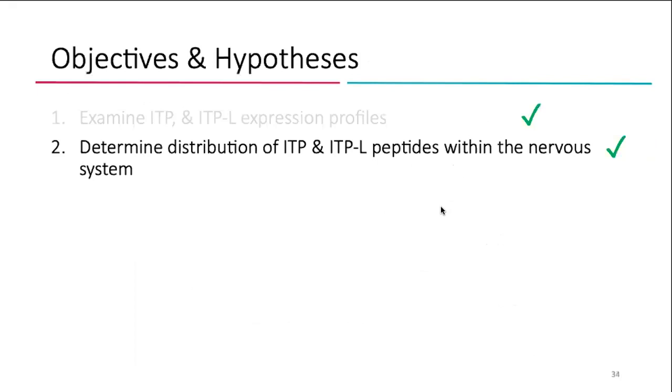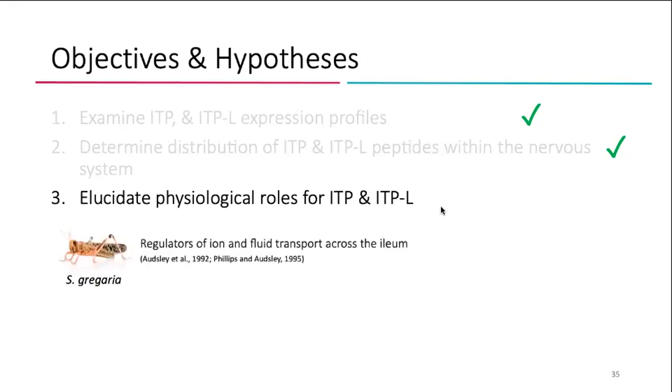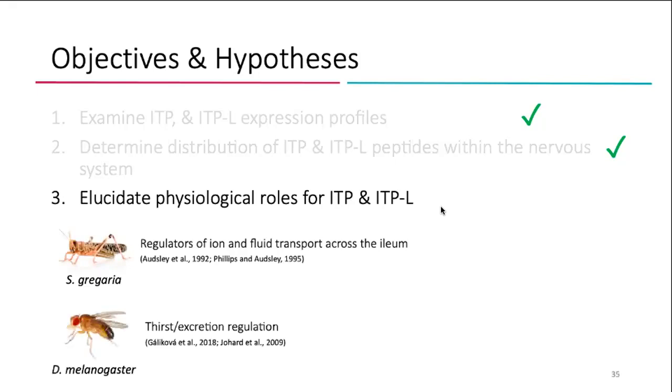So now that we've determined the distribution of both ITP and ITP-L within the nervous system, the next step was to elucidate any putative physiological roles. As previously mentioned, ITP has been shown to act as an antidiuretic hormone in the hindgut of the locust, and also been shown to regulate thirst and excretion in the Drosophila fruit fly. As a result, we wanted to investigate any putative role in feeding or ionoregulation in the adult mosquito.